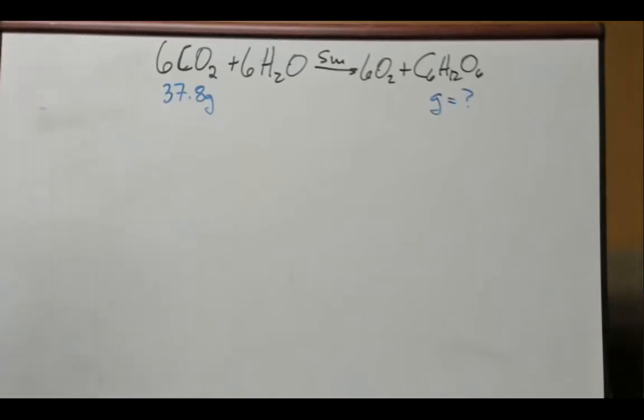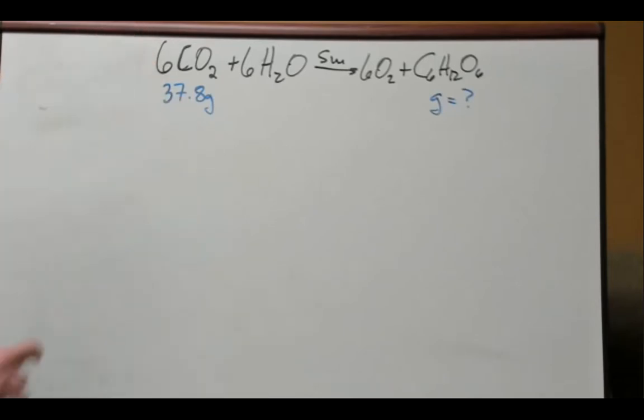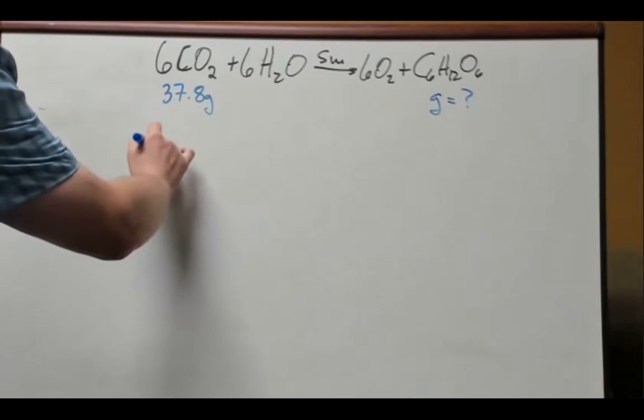And what we're going to see is that these steps are all very, very similar. And so what we're going to do is start with what we know. What do we know? That we have 37.8 grams of CO2.